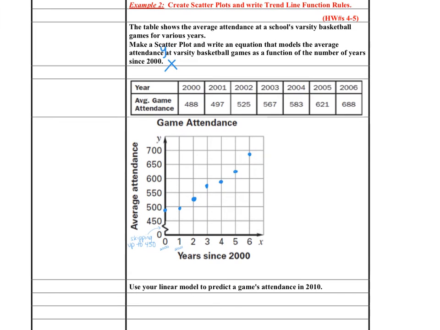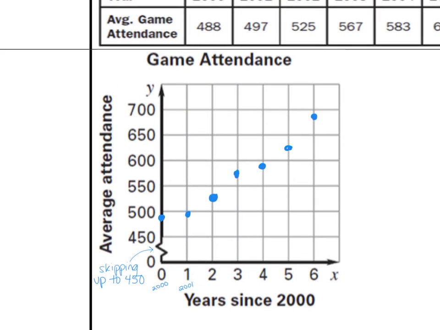Next thing, it says use your linear model. Okay, we haven't actually drawn in a linear model yet, but you can tell that this graph is moving kind of in a linear fashion. So what we're going to do is draw a trend line or a line of best fit. It's going to be best if you use a straight edge to do this. So if you have a straight edge like your binder or even part of your calculator is straight, use that to draw a straight line.